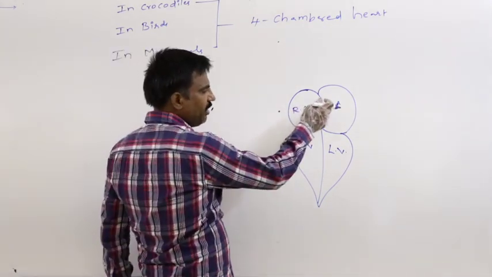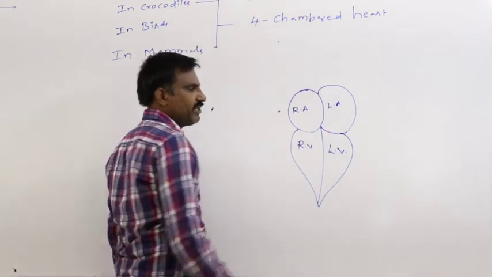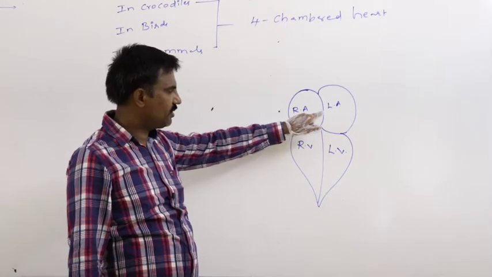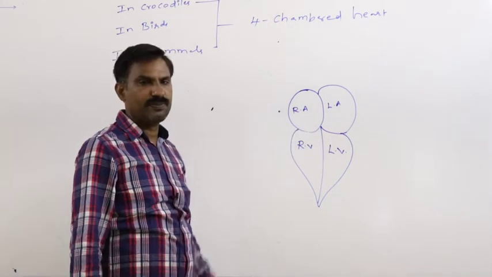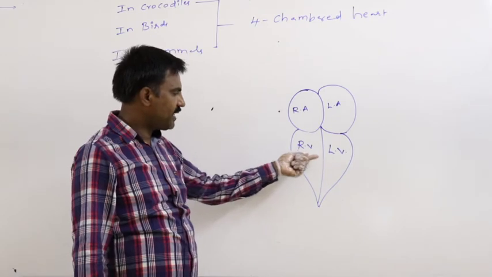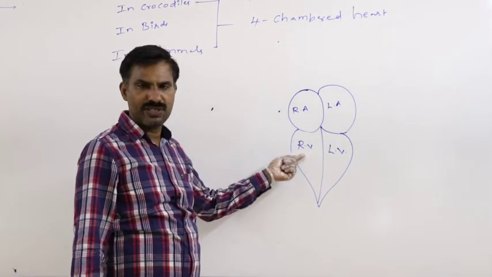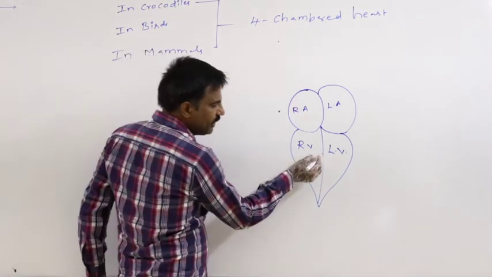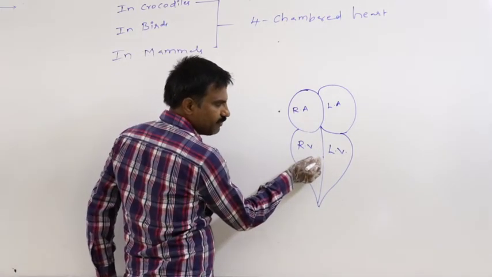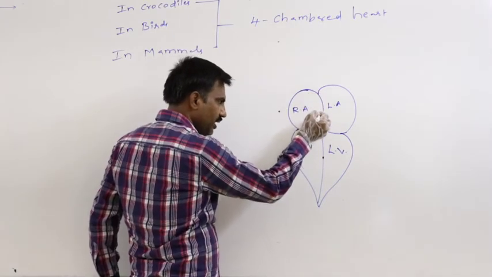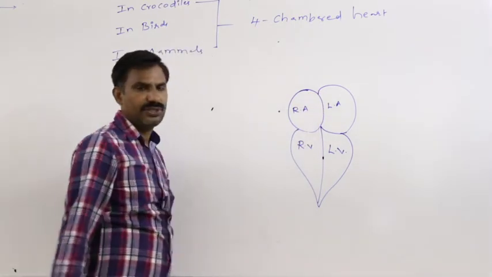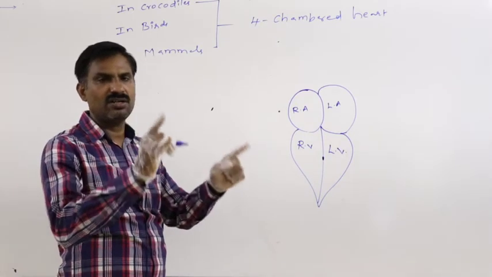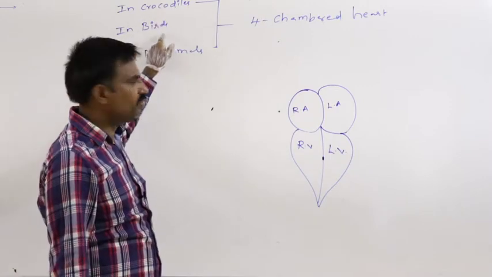Again, right atria and left atria are separated from each other by the interatrial septum. Both sides of the ventricles are also separated from each other by the interventricular septum. This is the interventricular septum. This is the interatrial septum. Due to that reason, four chambers appear in the heart of crocodile, birds, mammals.